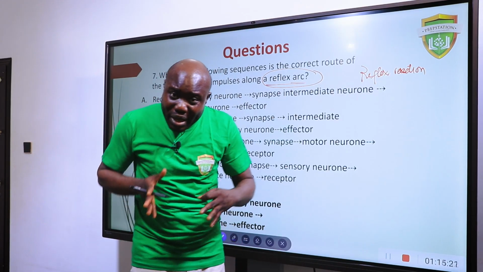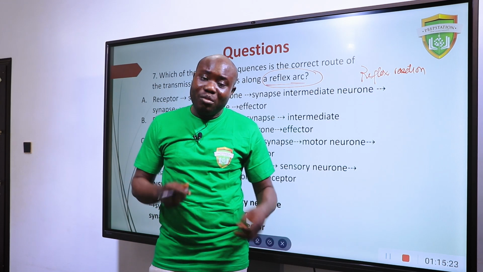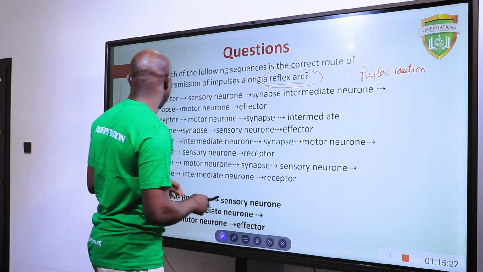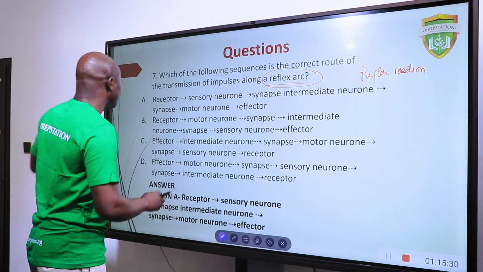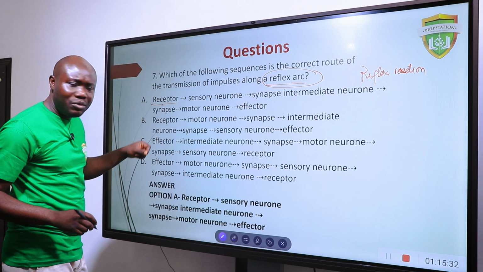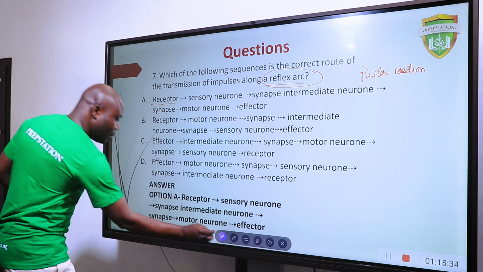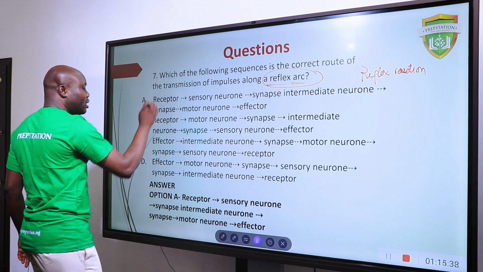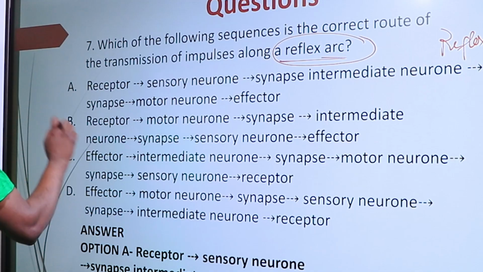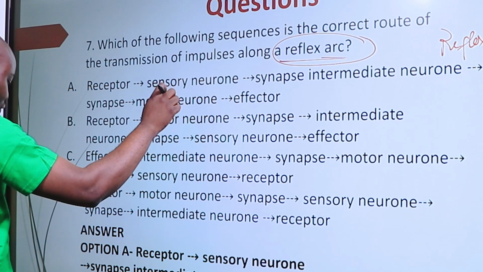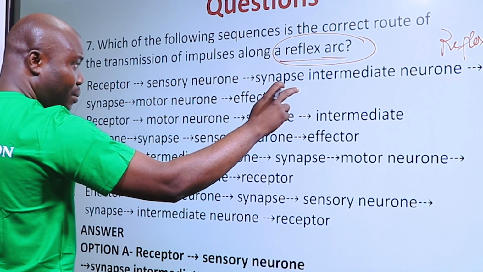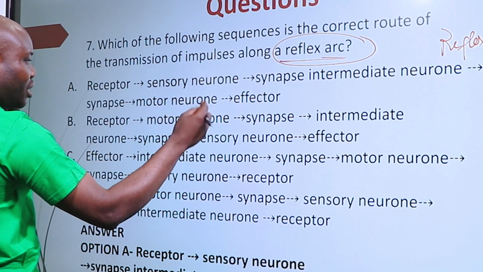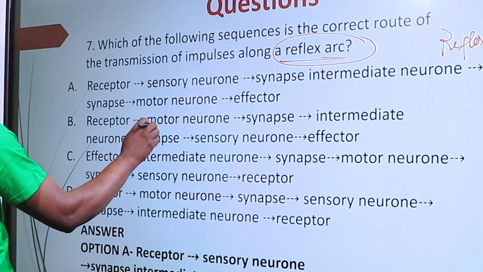Why? If it has to pass through the brain, it will take a long time. You must respond immediately, so it doesn't pass through the brain. So let's look at it. It cannot start with a receptor. Sorry, this is a receptor. A receptor is what receives the impulse, then it goes to the sensory neuron, to synapse, intermediate neuron, then synapse, motor neuron, effector.